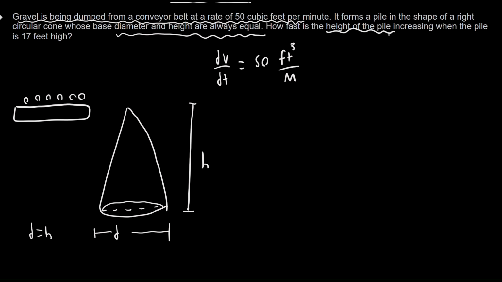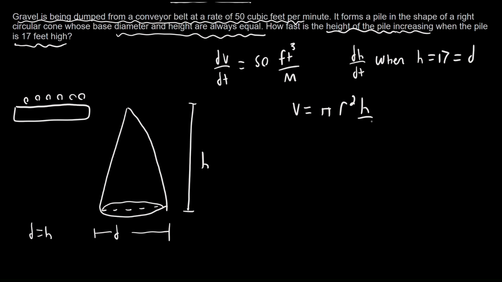The question's asking how fast the height of the pile is increasing, so that's dH over dt when the pile is 17 feet high. So dH over dt when h equals 17. And since h equals d, that's also equal to d. So the volume of a cone is equal to pi r squared h over 3.